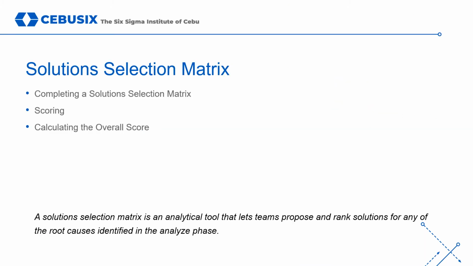A solution selection matrix is an analytical tool that lets teams propose and rank solutions for any of the root causes identified in the analyze phase. In this section, we are going to discuss the solution selection matrix and how to create one in Excel.